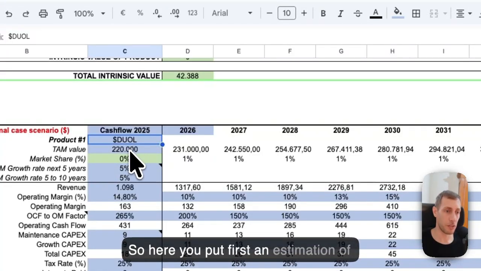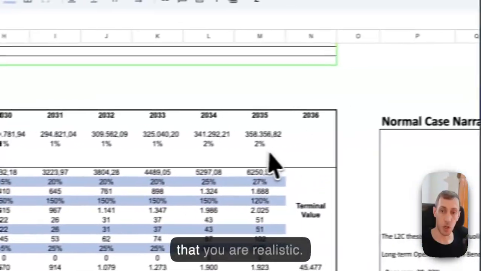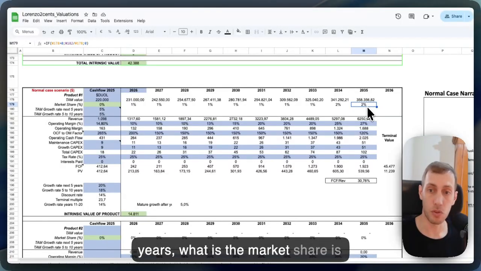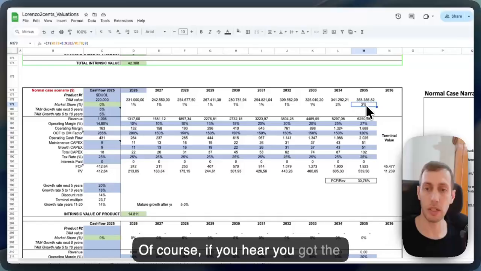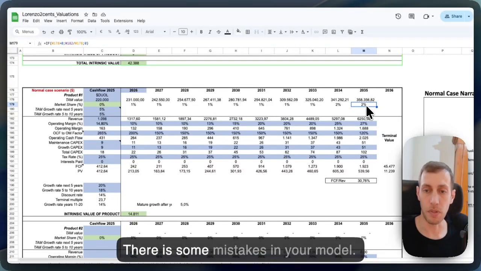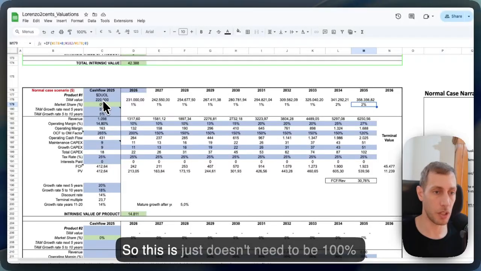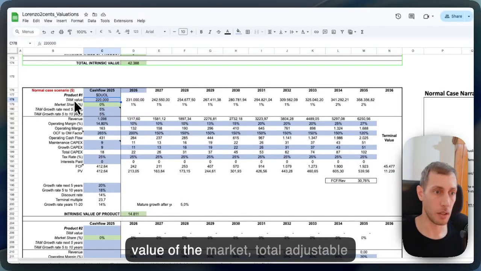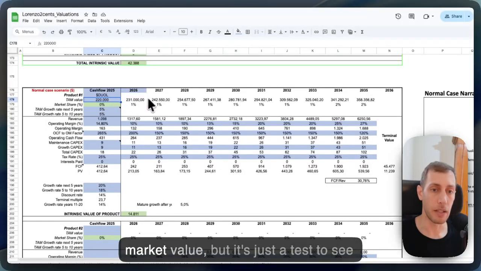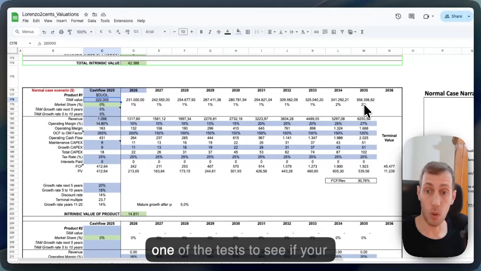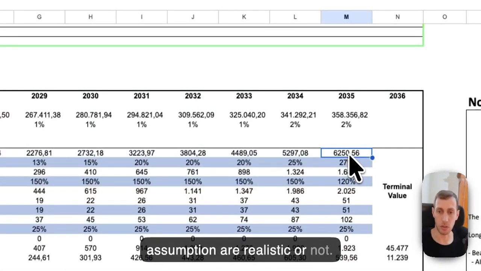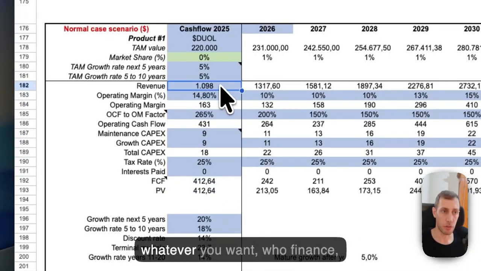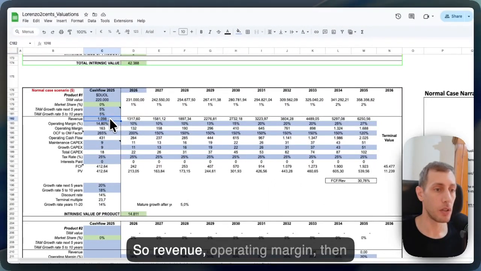So here you put first an estimation of the TAM, because you want to be sure that you are realistic. So when you go here and see after 10 years what the market share is, it's 2%. Yeah, it's realistic. Of course, if you get a number that is 90%, it's not realistic. There are some mistakes in your model, right? So this doesn't need to be 100% accurate, the total addressable market value, but it's one of the tests to see if your assumptions are realistic or not. Then these you just complete with real data, taken from your brokers, Yahoo Finance, wherever. So revenue, operating margin.